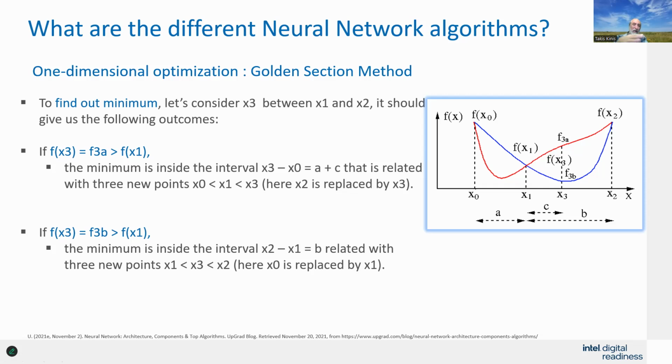And so this is what they're trying to walk through here, and they're trying to explain it in more mathematical terms. They're showing you that when you're looking at these methods, this is the golden section method, you can look at the intervals between these and find, and it says, look at the first bullet, to find the minimum, let's consider x3 is between x1 and x2. So it should give us certain outcomes, is what they're saying.